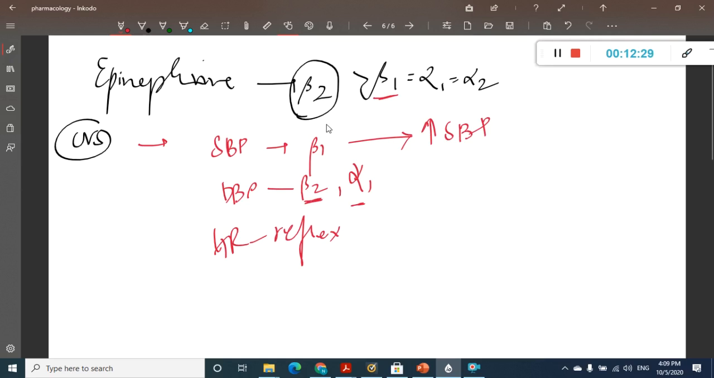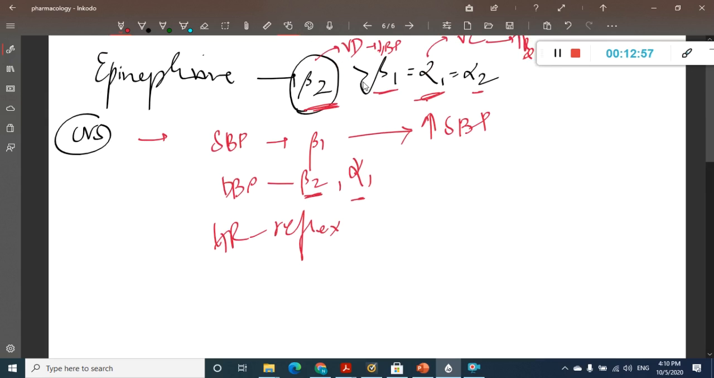Here, if you see this diastolic blood pressure, it is present both on beta 2 and alpha 1. What does beta 2 do? Beta 2 causes vasodilatation. What does alpha 1 do? Alpha 1 causes vasoconstriction. So as a result, there should be an increase in BP due to vasoconstriction by alpha 1, and a decrease in BP due to beta 2. Then which predominates? As I have already said, it mainly depends upon the dosage.